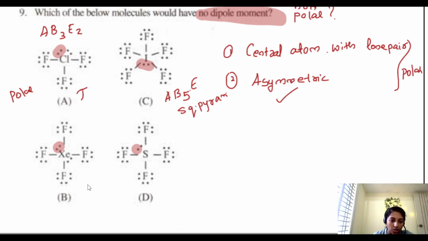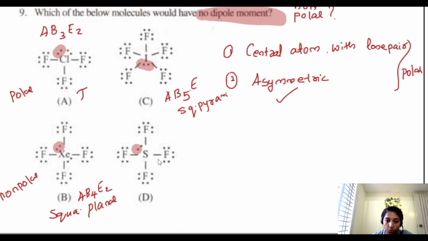Then what about this structure? This is AB4E2, which means square planar. Again, the electron geometry is octahedral, but the shape is square planar. So what about its symmetry? It's square planar, which means it's symmetrical, right? So this one will be non-polar.